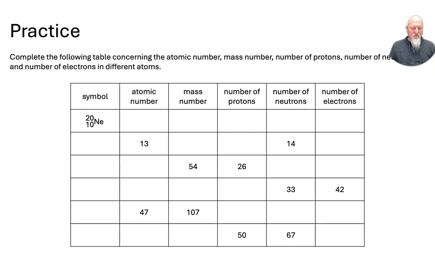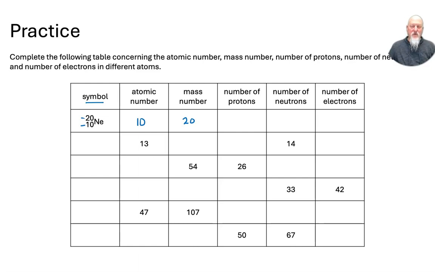Okay, so we have the symbol for each element here. In this case, we have Ne, which is neon, 10, 20. Remember, 10 is the atomic number and 20 is the mass number. The atomic number is the number of protons. The mass number is the number of protons plus neutrons. Okay, so the atomic number is the bottom number, so this is going to be 10. The mass number is the top number, so that's 20.